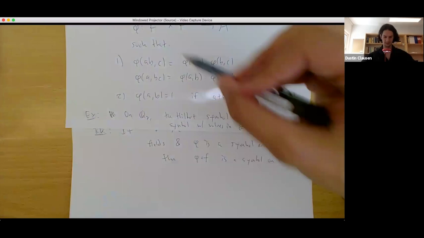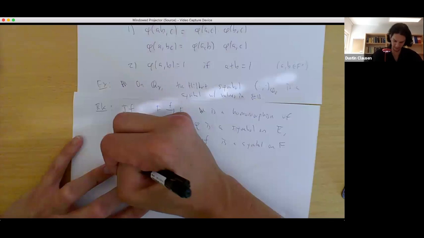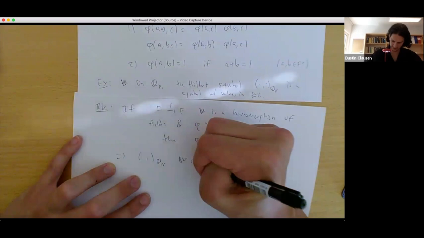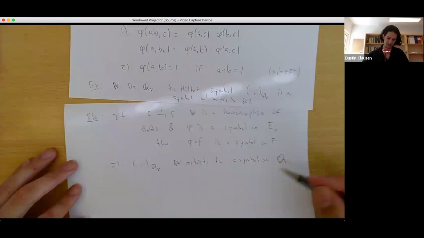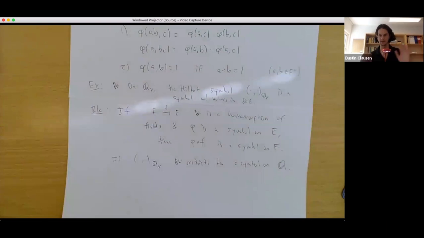So we can also view the Hilbert symbol, the Q_v Hilbert symbol, as also restricting to a symbol on Q. So all of these different Hilbert symbols for the different places can be viewed as symbols. They start life as symbols on Q_v, but you can view them just as symbols on Q, and that's what we're going to do from now on.